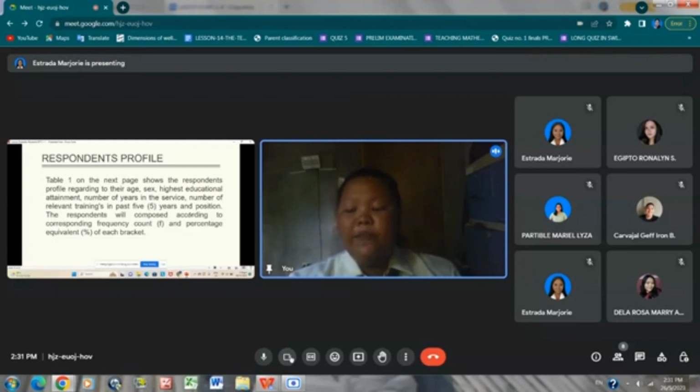2. How teachers develop lesson exemplars in grade 6 science. 3. How teachers apply lesson exemplars in their science classroom. 4. The difficulties encountered by the participants in using lesson exemplars in their classroom.